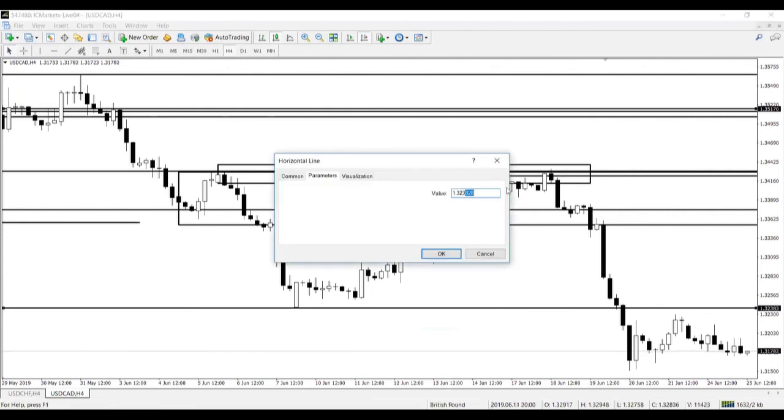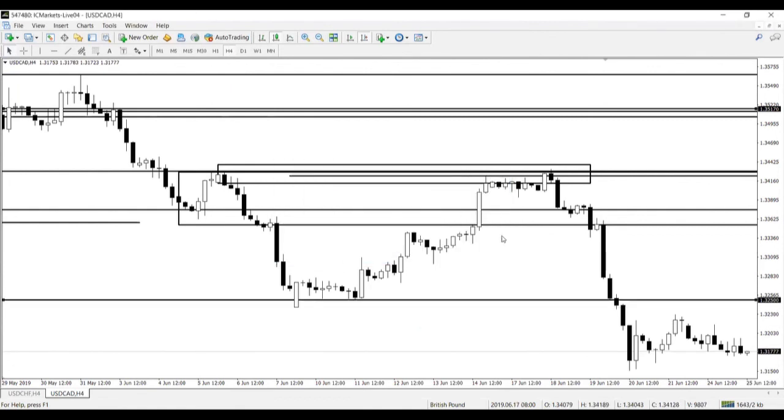1.32500 was the level that I wanted to take profit. That key support zone. So as soon as price managed to hit my TP, I was happy with that one. So 2 out of 2 for the week.